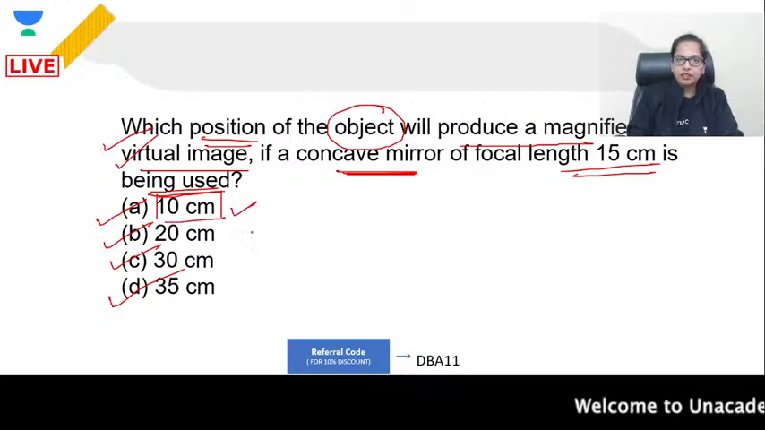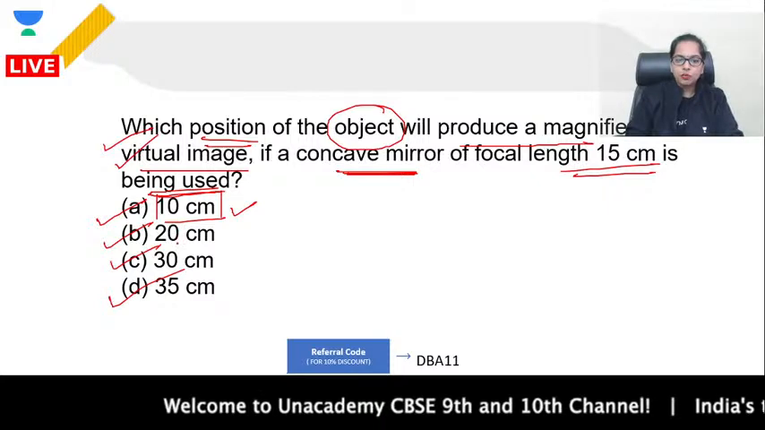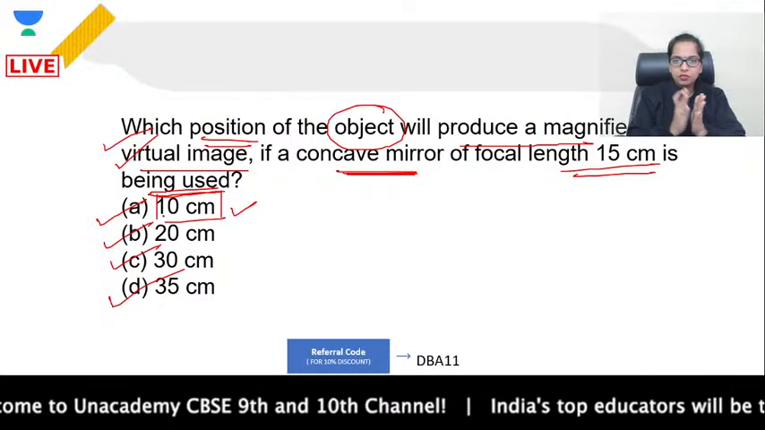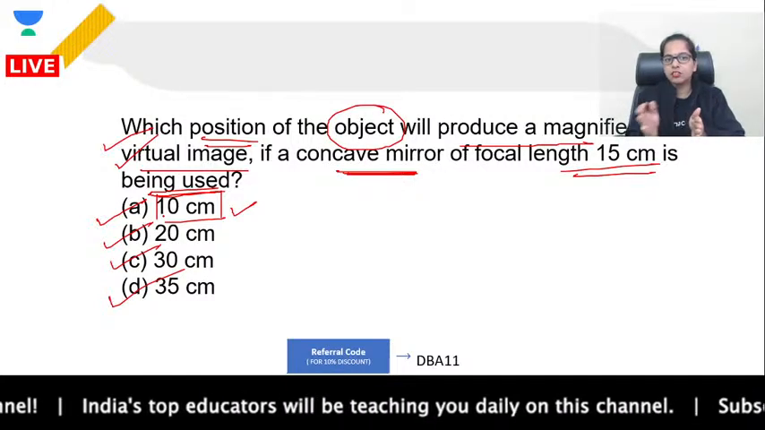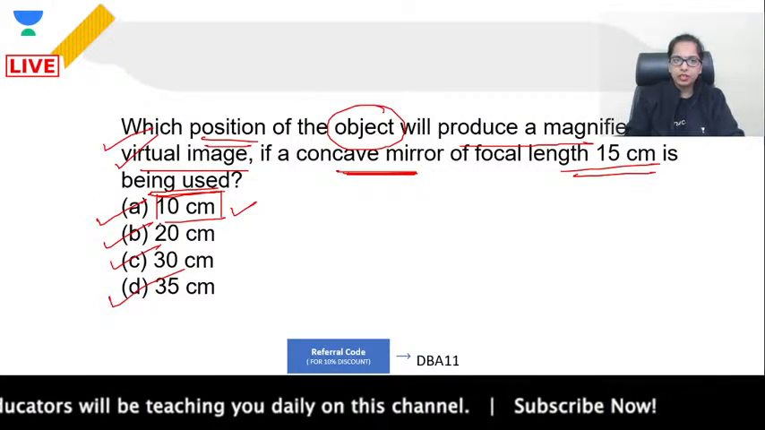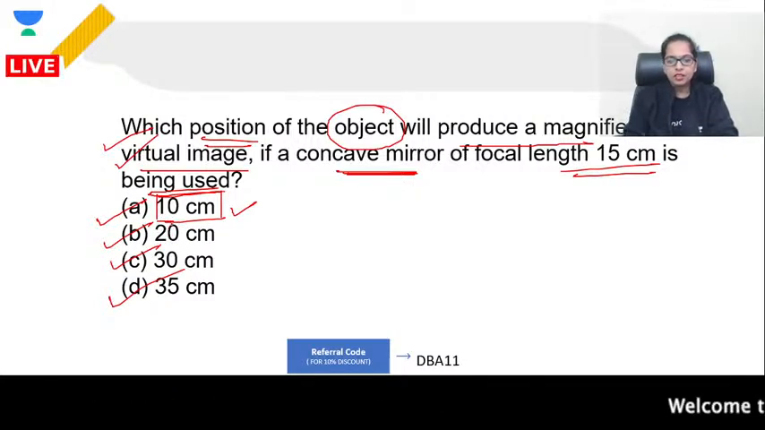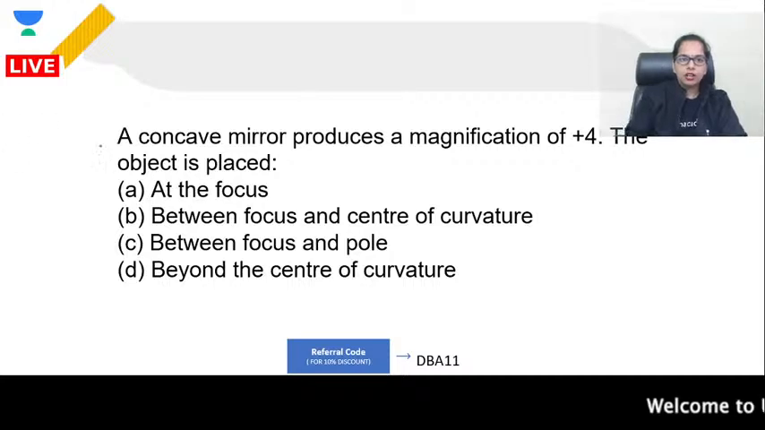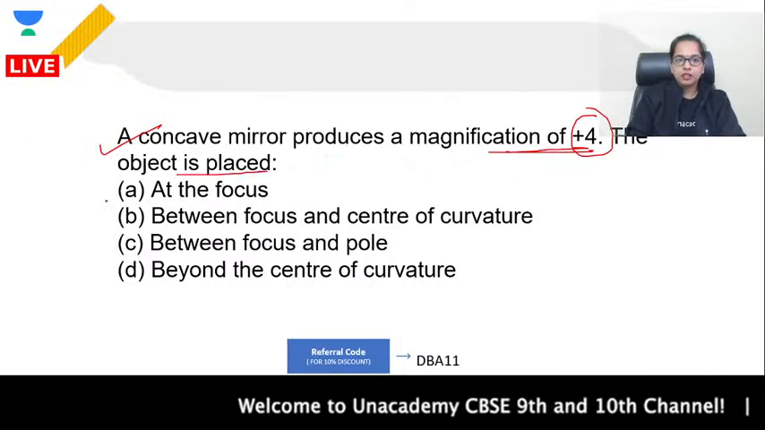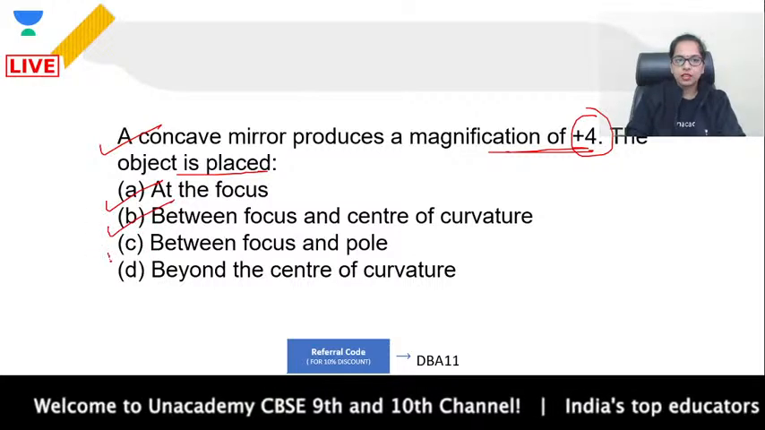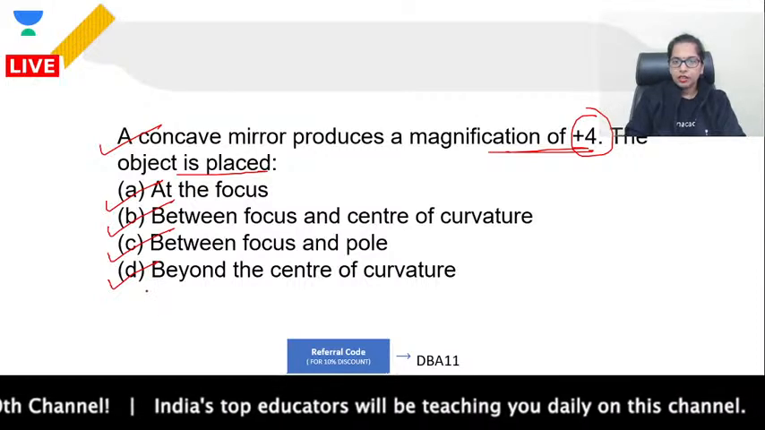Absolutely right, 10 centimeters. Why? Again, the same thing we discussed in the previous question. To produce a virtual image, the object should be between the pole and the focus. So if the focal length of the concave mirror is 15 centimeters, then the distance should be less than 15. Here 10 centimeters is less than 15 centimeters, so this should be the right answer. Next question. A concave mirror produces a magnification of +4. The object is placed at the focus, between the focus and the center of curvature, between focus and pole, or beyond the center of curvature.